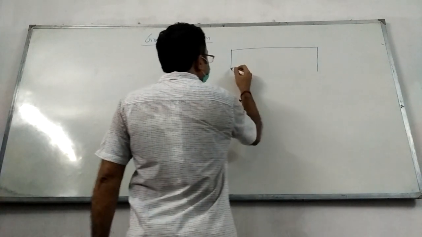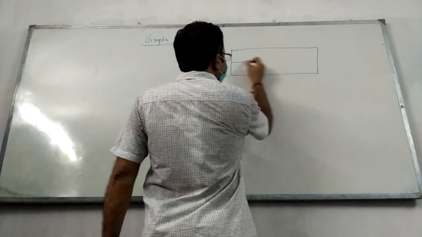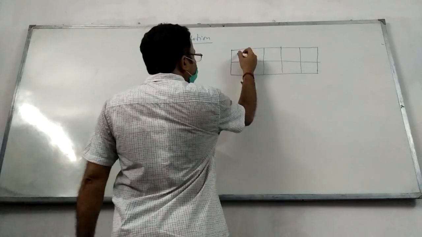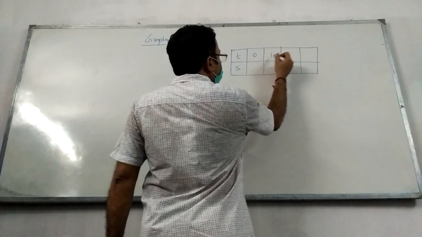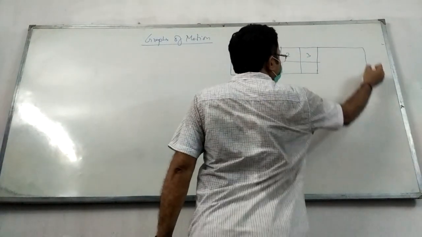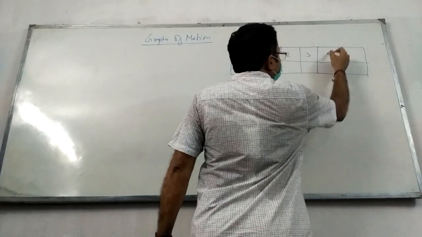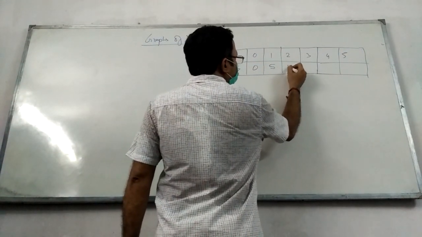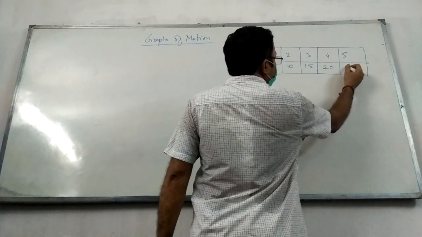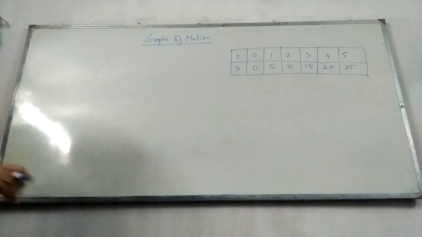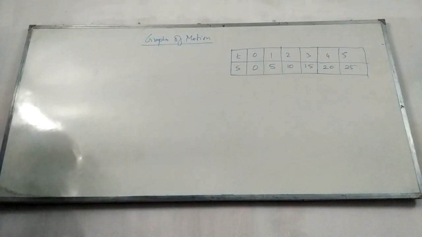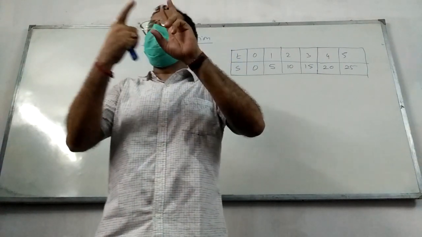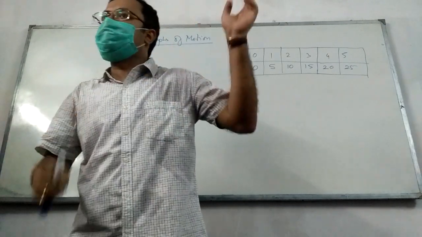So say a set of data is given to you. Say time and displacement. Time is 0, 1, 2, 3, 4, 5, and say displacement is 0, 5, 10, 15, 20. Okay. So what data is available with us? A body is moving. At what instant of time, how much is the displacement? That is given to us.